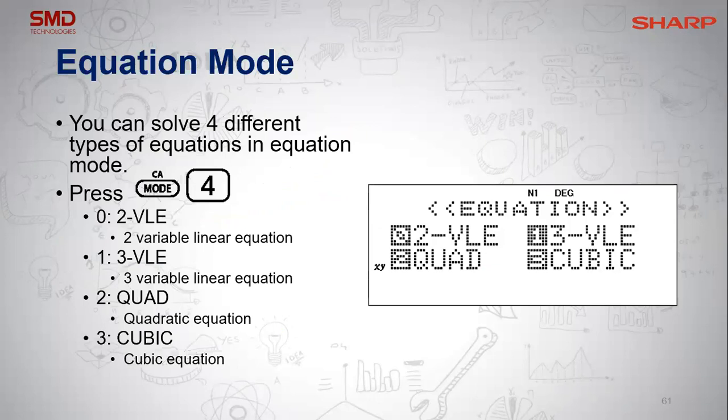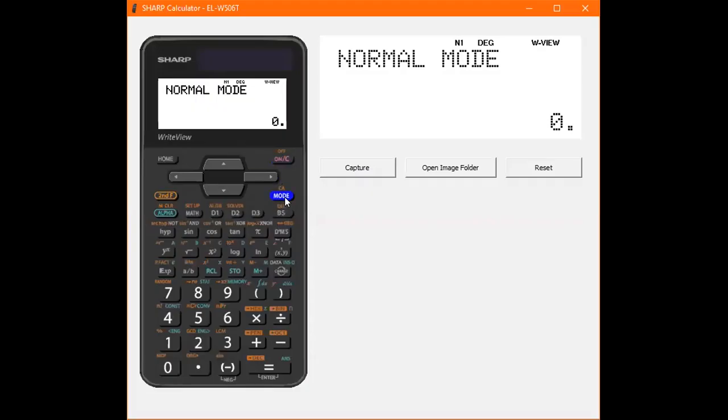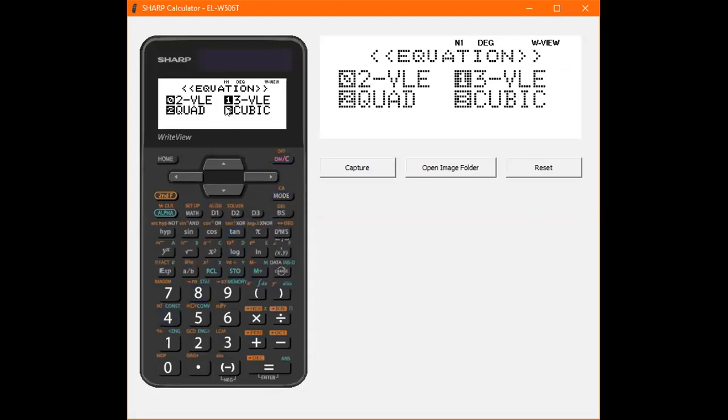Anyway, let's talk through solving equations very quickly. So we've got an equation mode. So we're going to say mode and for equation. And you'll see you've got a 2-variable linear equation, a 3-variable linear equation, a quadratic, and a cubic. So remember, linear means x plus y with no squares on them. So they're nice for solving simultaneous equations or straight line equations.